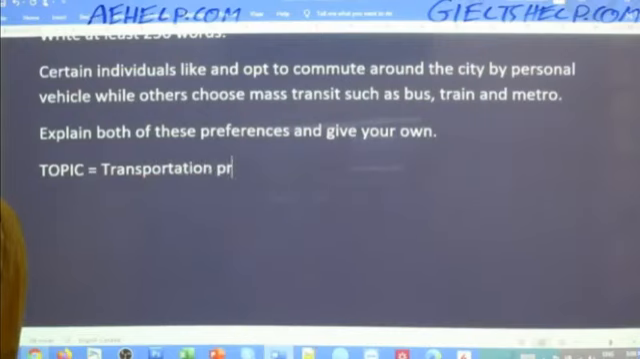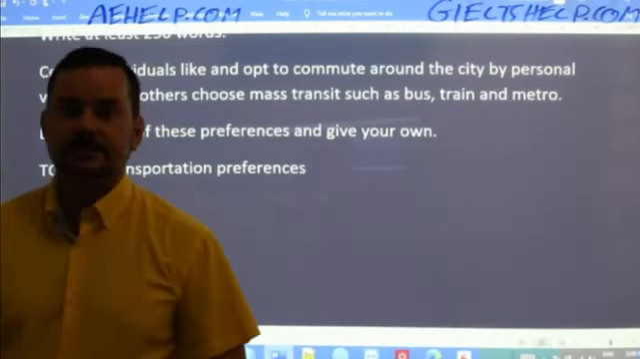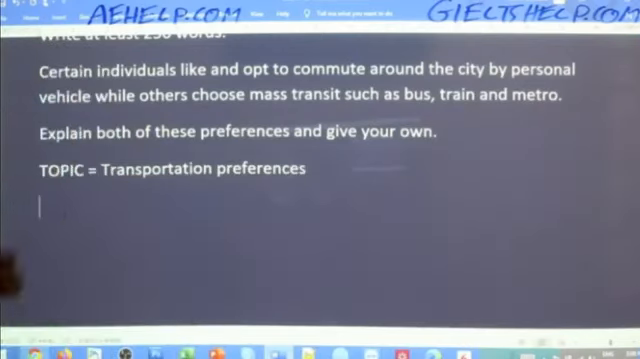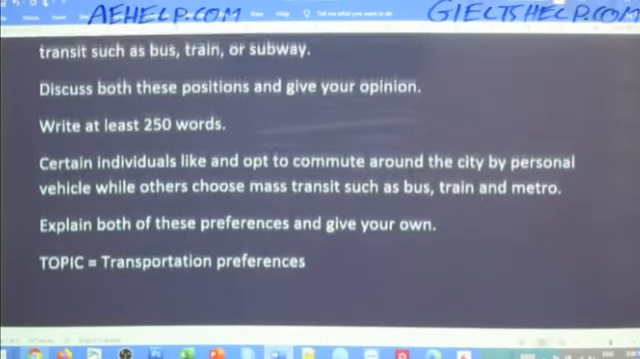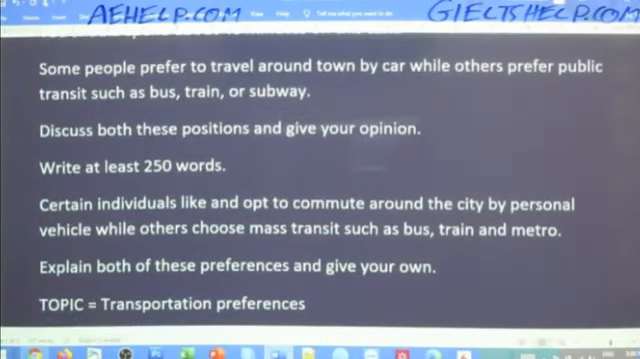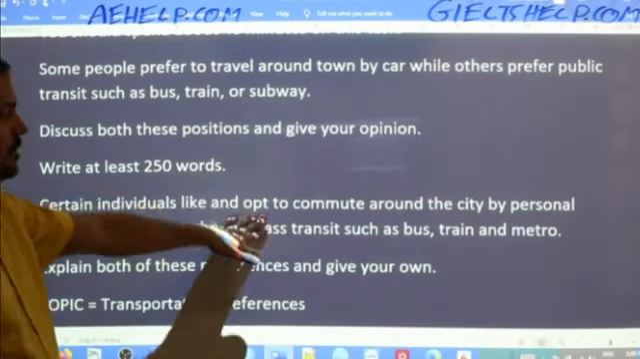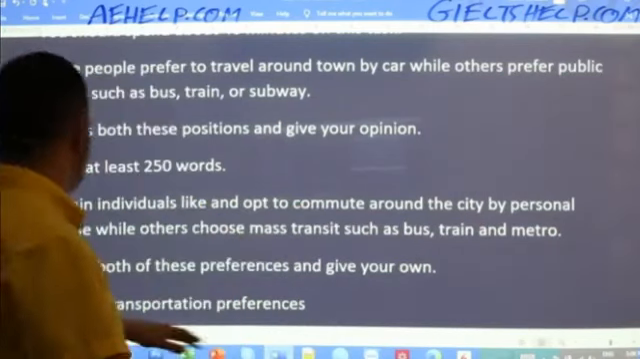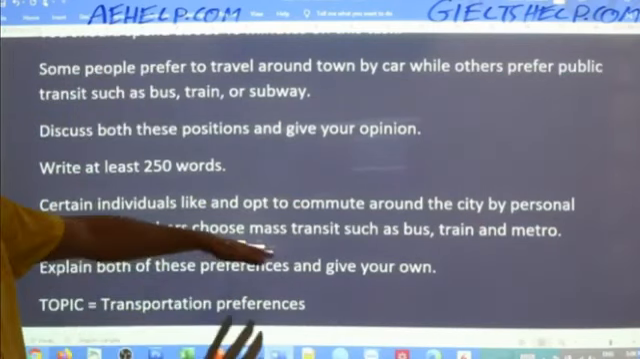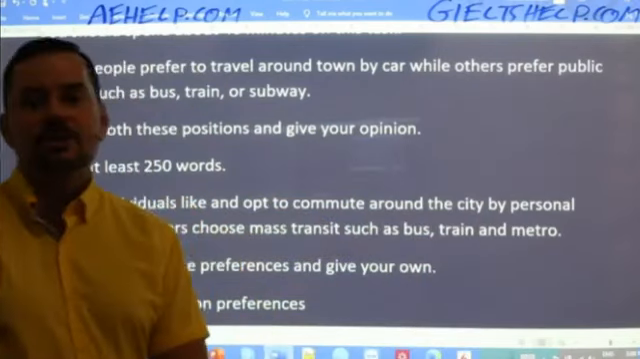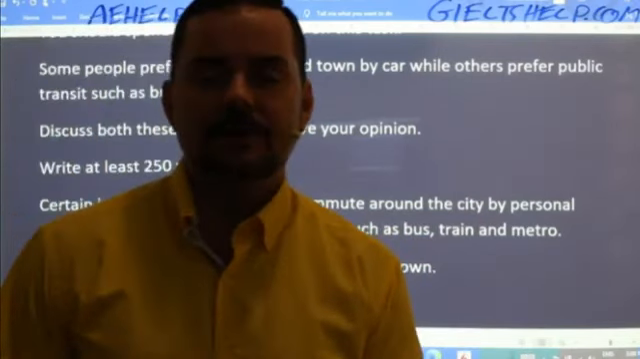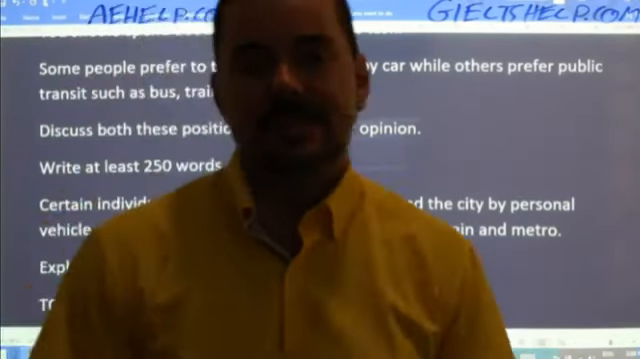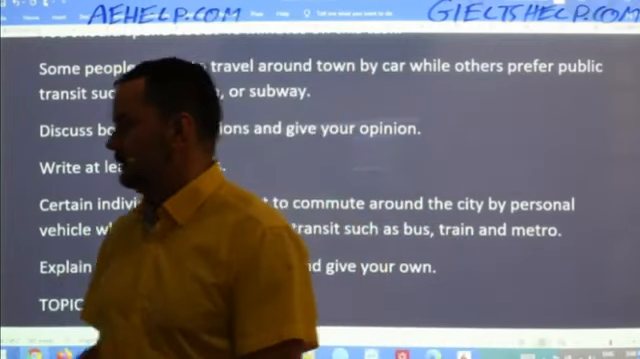Transportation preferences. That's what we're talking about, right? So if you look at this question, or my paraphrase, certain individuals like and opt to commute around the city by personal vehicle, while others choose mass transit such as bus, train, and metro. What are we talking about? People's transportation preferences. Okay, all right.